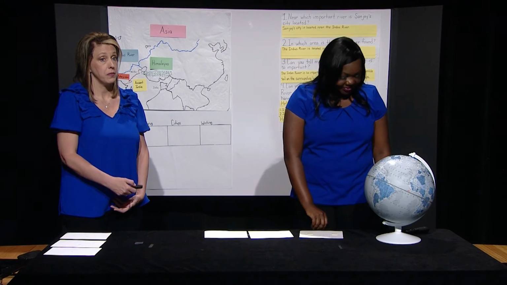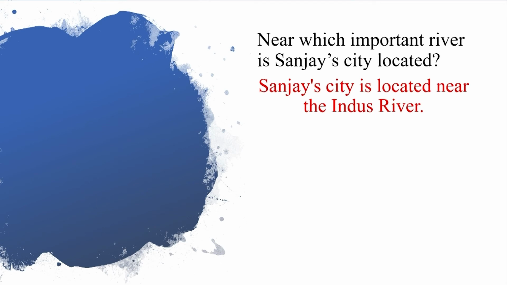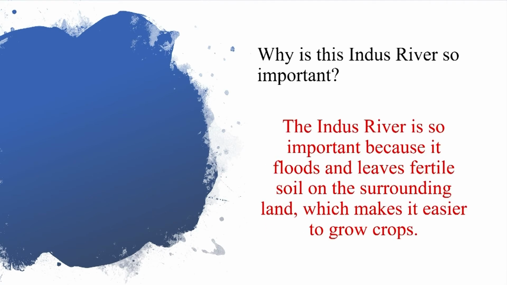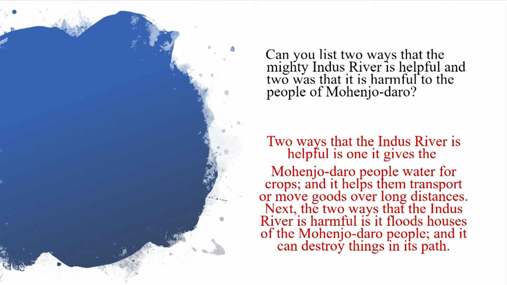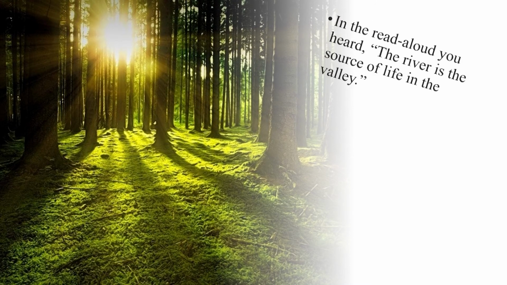Now it is time to review a very important word that we have been reading in our story. In the read aloud, we heard that the river is the source of life in the valley. That's right. The special word is source. Can you say the word source with us? Source. A source is the start or cause of something. It is the place from which something occurs. Let's use it in a sentence. Jude's flashlight was the only source of light when the power went out.